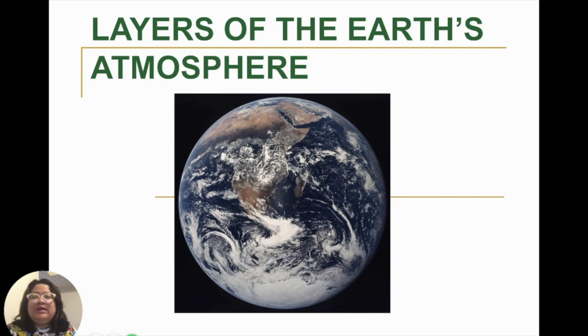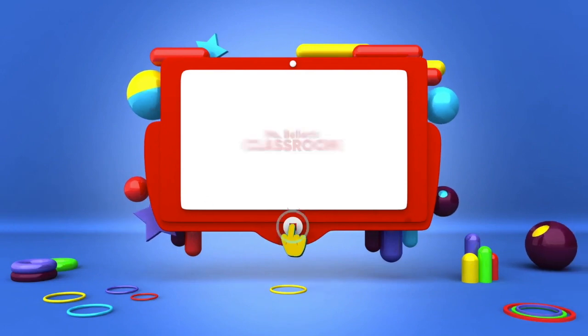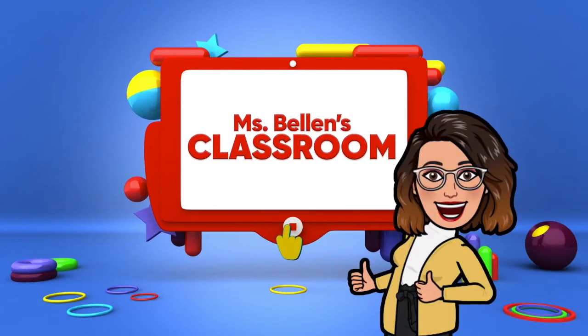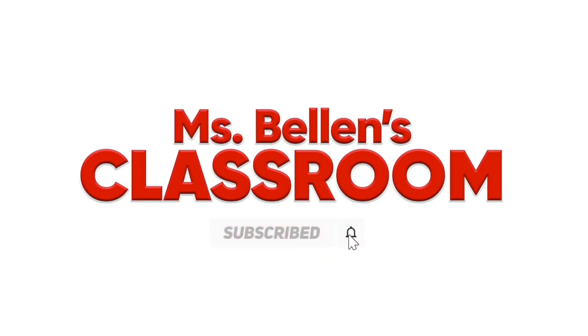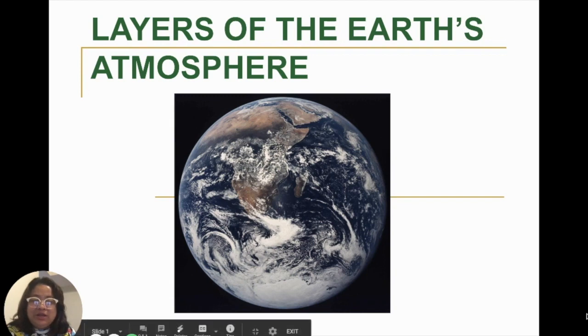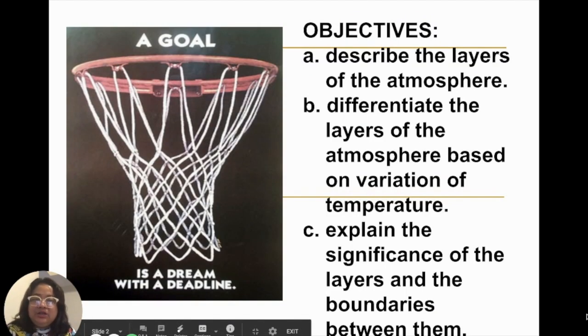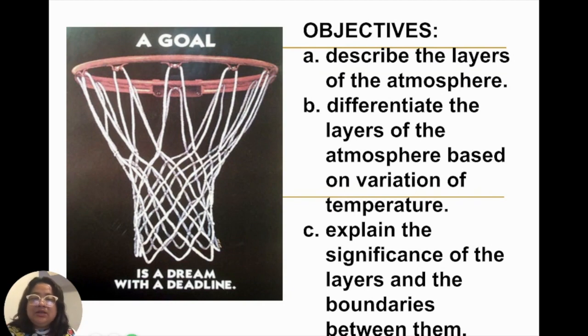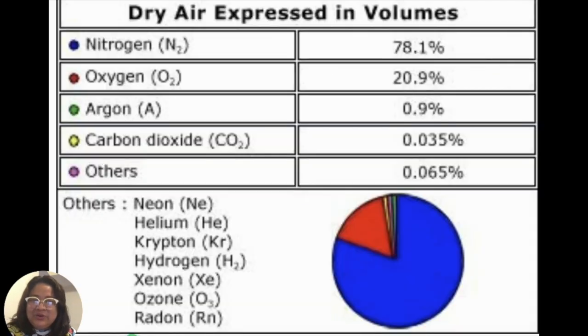Today we are going to discuss the layers of the Earth's atmosphere. So our objective for today is first, describe the layers of the atmosphere. Second, differentiate the layers of the atmosphere based on the variation of temperature. And then letter C is to explain the significance of the boundaries between the layers. So are you excited? Okay, let's go.